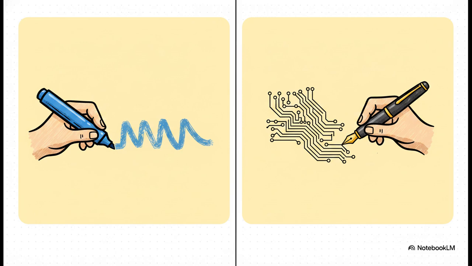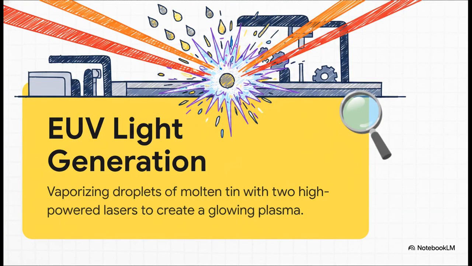It's actually pretty simple. If you want to draw incredibly fine lines, you can't use a big, thick marker, right? You need an ultra-fine-tipped pen. It's the exact same principle with light. To print features that are just a few nanometers wide, you need a light with a very, very short wavelength. And that's extreme ultraviolet light, or EUV. But here's the catch.